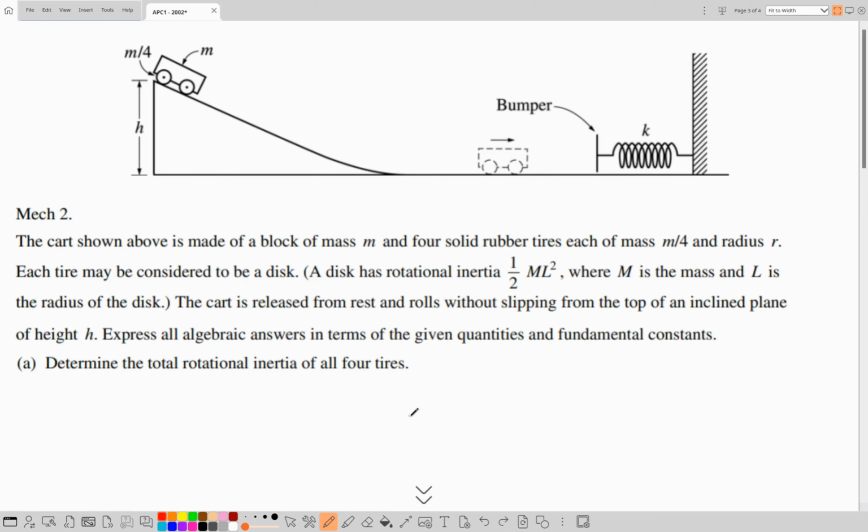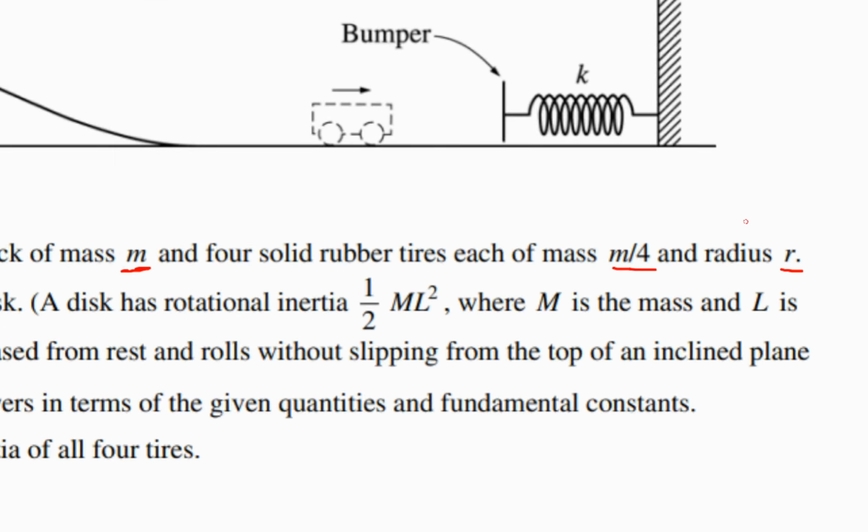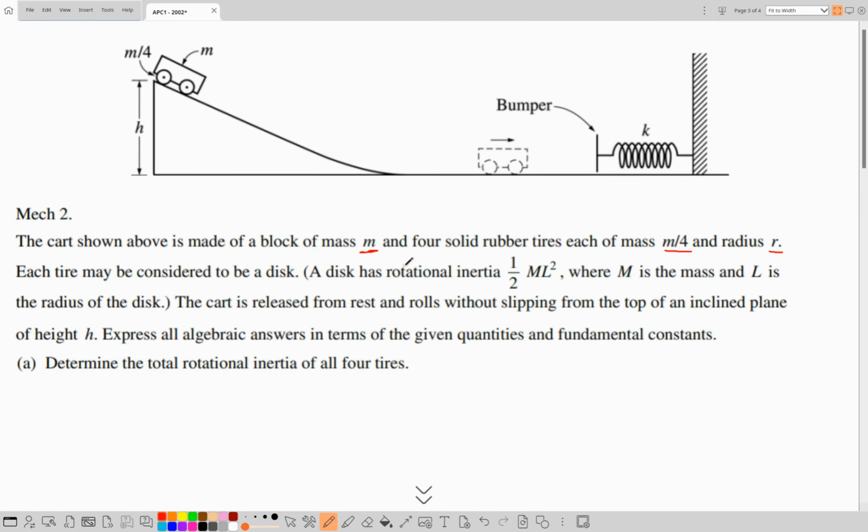Hello APC Mechanics students, today we'll solve the past paper FRQ 2002 exercise 2. The cart shown above is made of a block of mass m and 4 solid rubber tires, each of mass m over 4 and radius r. So m is the mass of the cart, and each tire, which is a solid rubber of mass m over 4 and radius r. Notice carefully that the masses are given in terms of each other in order to make use of the cancellation effect.